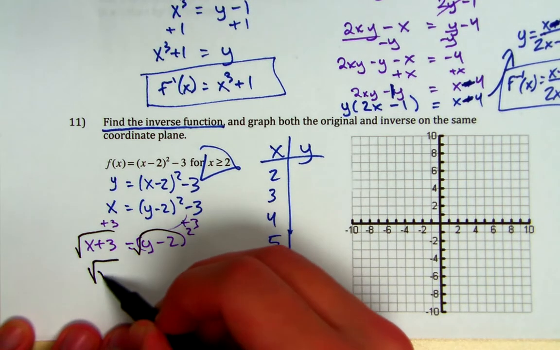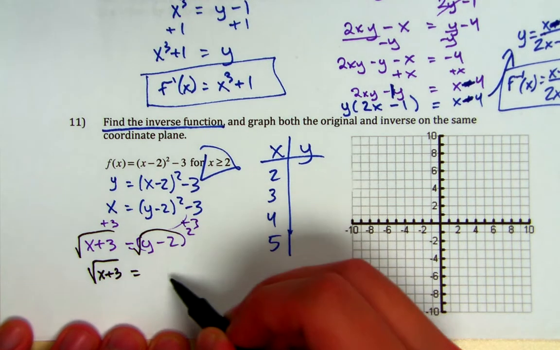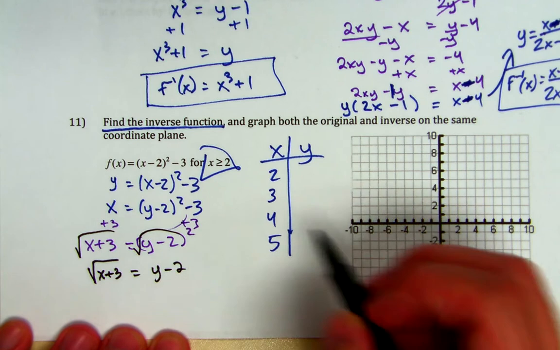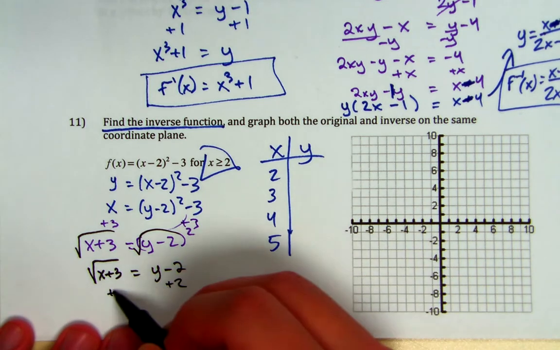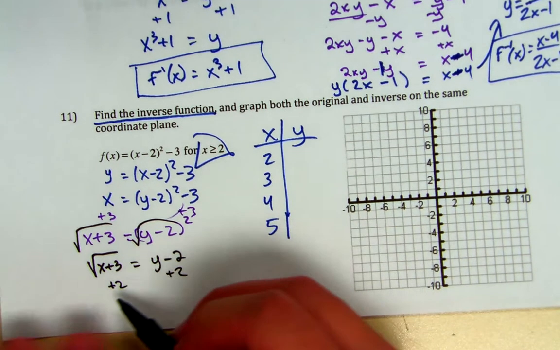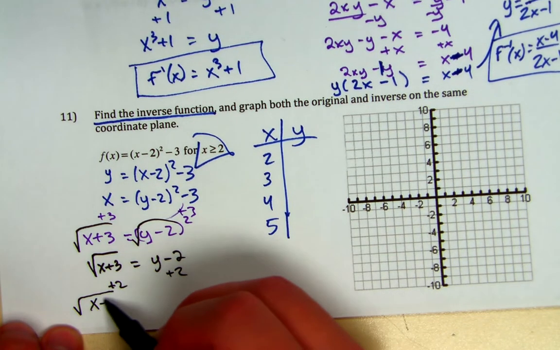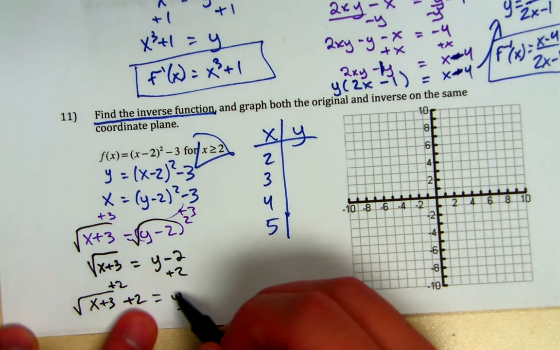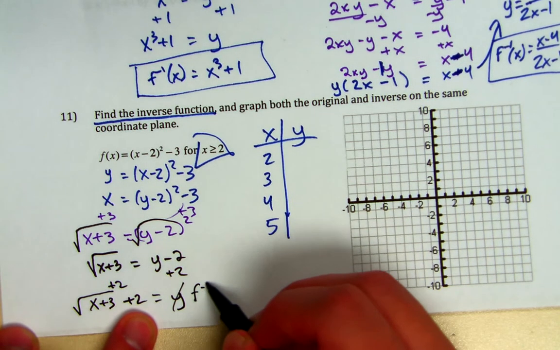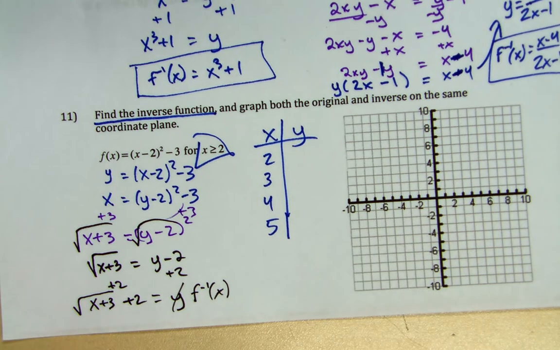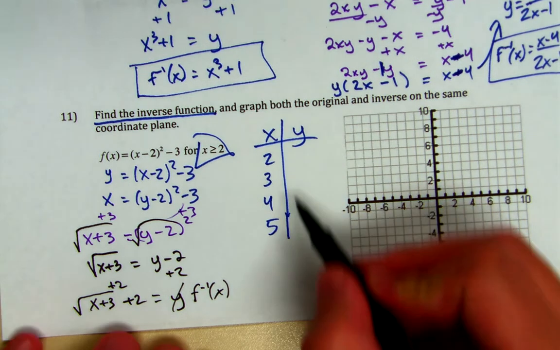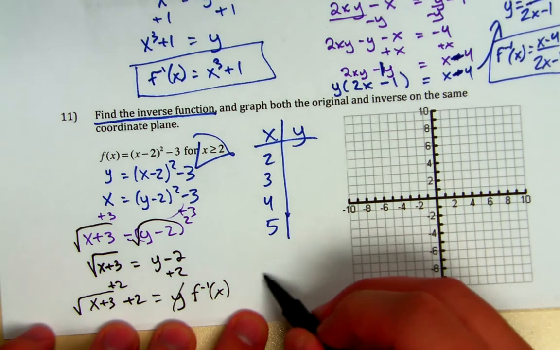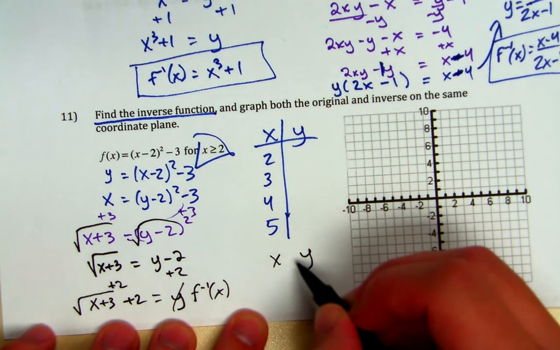So square root of x plus 3 equals y minus 2. And finally add 2. Now the 2 does not go on the inside. We have square root of x plus 3, plus 2 on the outside, equals y. But really, this is going to be f inverse of x. No restriction because I didn't end with an even root. And when I graph this, all I'm going to do is switch this table from above.